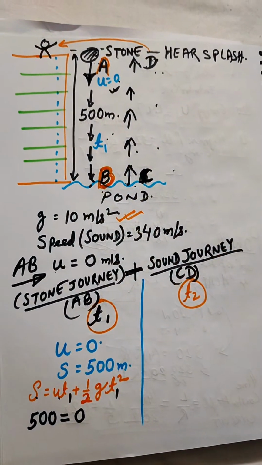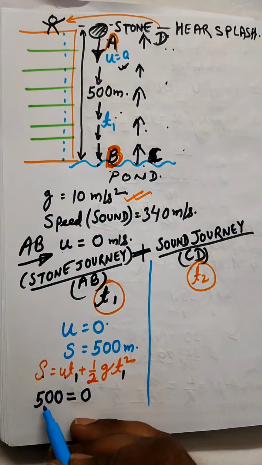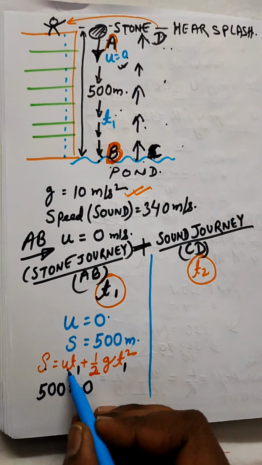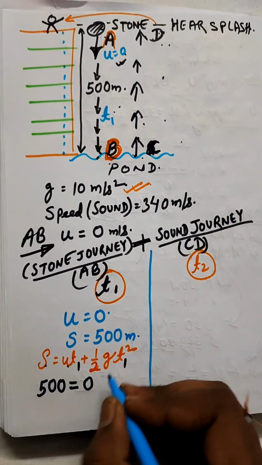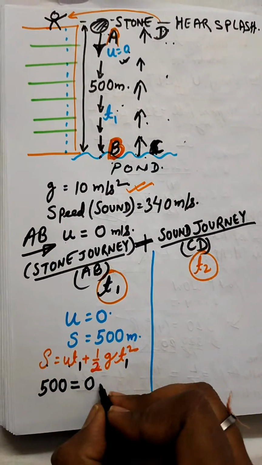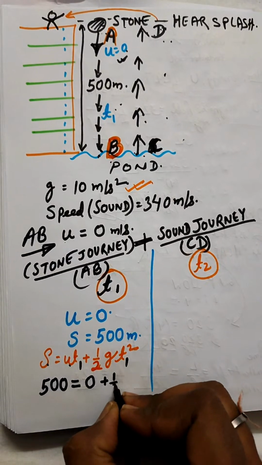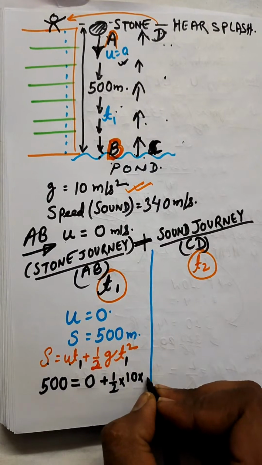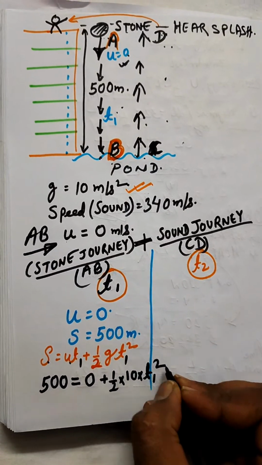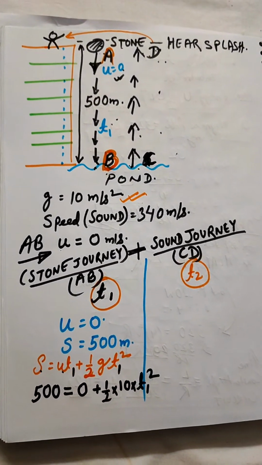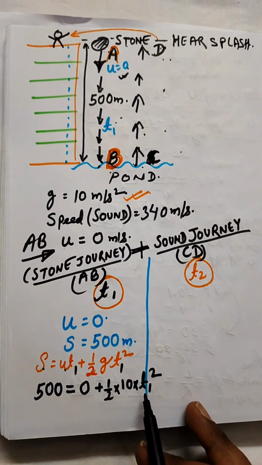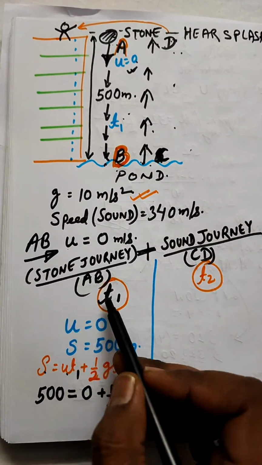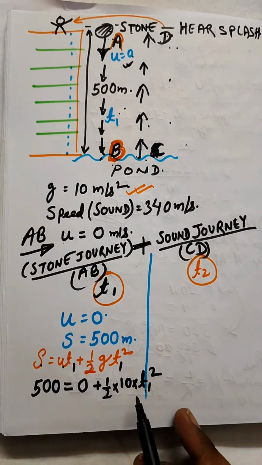So from A to B, the displacement is 500, initial velocity is 0, so the second term will be 0, and half g t squared. Half g t squared will be equal to 1 by 2 into the value of g, which is 10, and t1 squared. So from here you are getting the value of t1. That means for the AB journey, the stone's journey, you are getting the value of t1.